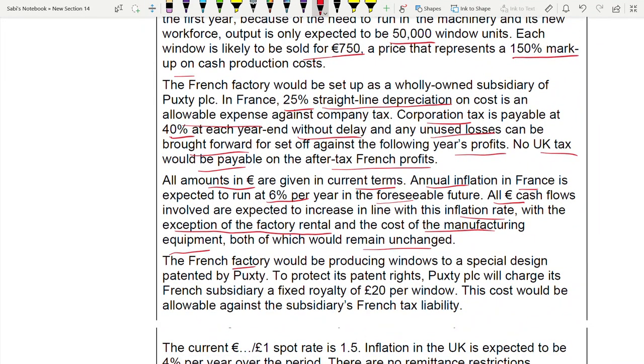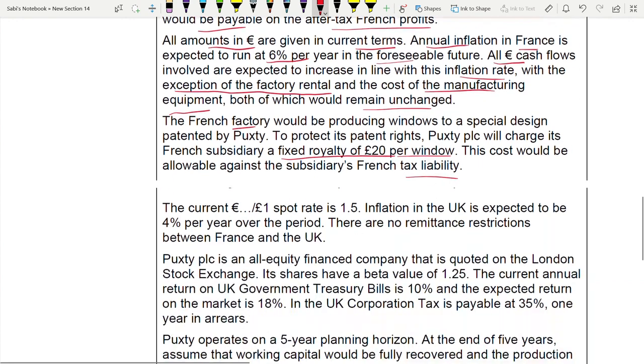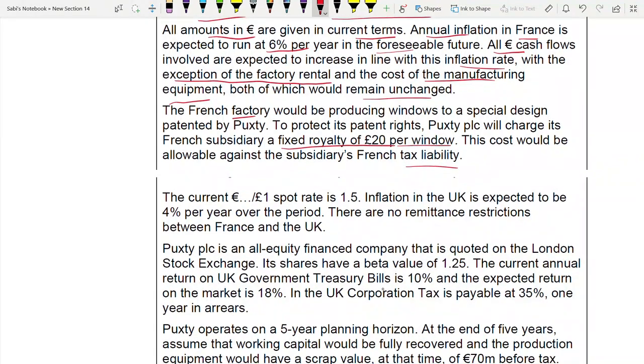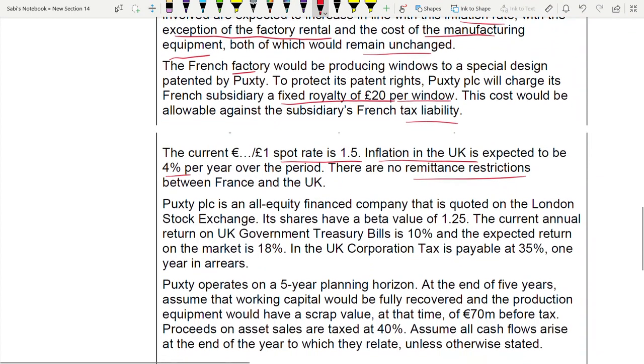The French factory would be producing windows to a special patented design. To protect the patent rights, the parent will charge its French subsidiary a fixed royalty of 20 per window. This cost is allowable against the tax liability, which means you need to calculate tax on it. The current spot rate has been given as 1.5. Inflation in the UK is 4%. There are no remittance restrictions. Whatever France is earning, entirely they can remit back to the parent, that is the UK.